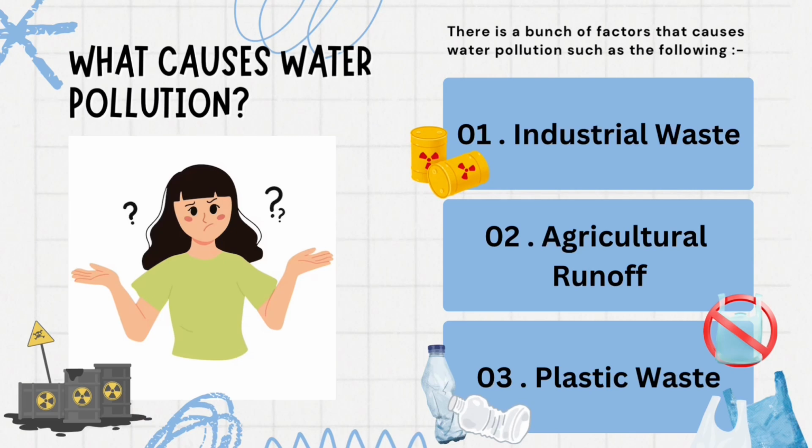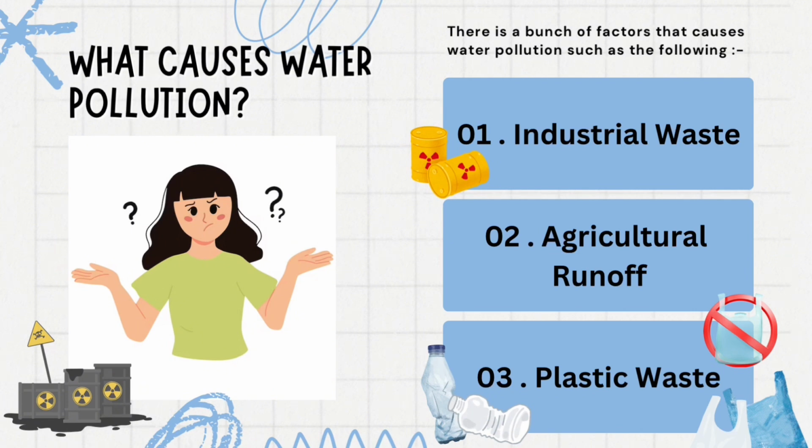What causes water pollution? There are a bunch of factors that cause water pollution, such as the following. The first one is industrial waste. Factories and industries often discharge untreated or inadequately treated wastewater containing toxic chemicals, heavy metals, and other pollutants into nearby water sources. This contaminates water, making it unsafe for human consumption and damaging aquatic habitats.